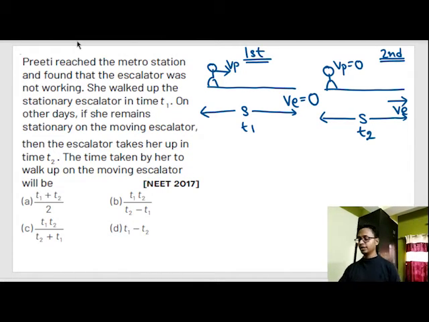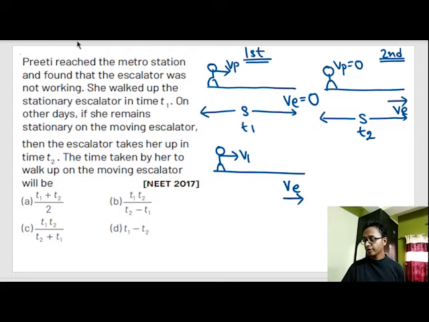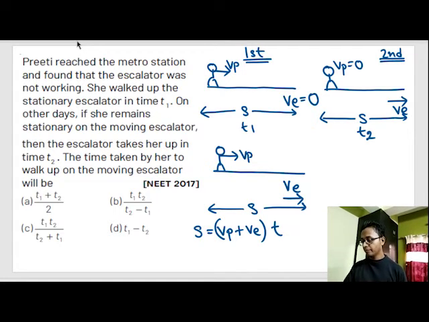Now the question says, in one day she was in a hurry and she found the escalator to be working. So the escalator was also working, and she was also running with her usual velocity of Vp. Find the time taken to cover the same distance s. So s is equal to velocity of Preeti plus velocity of escalator into time. Let's say this time is t.